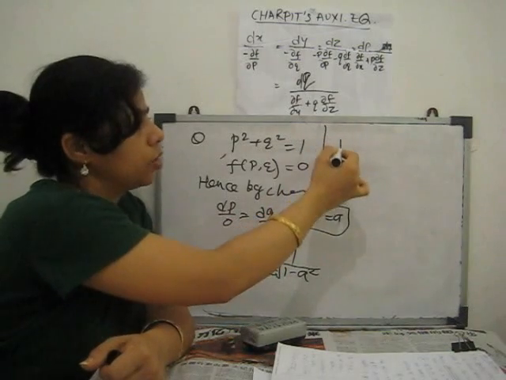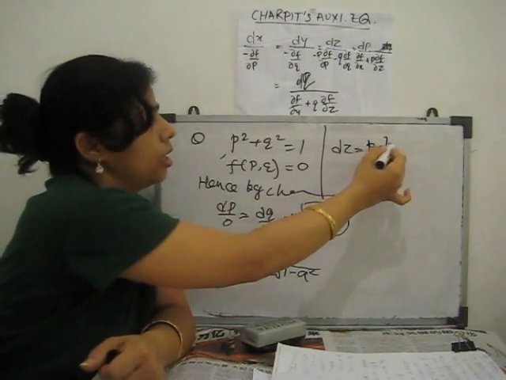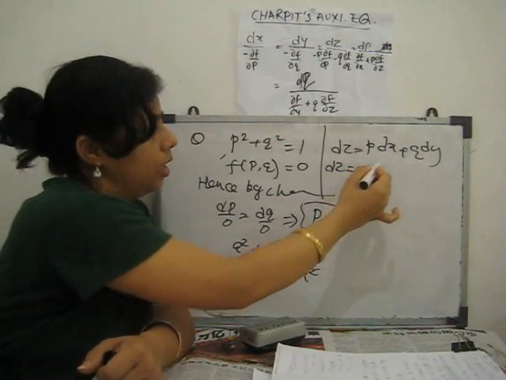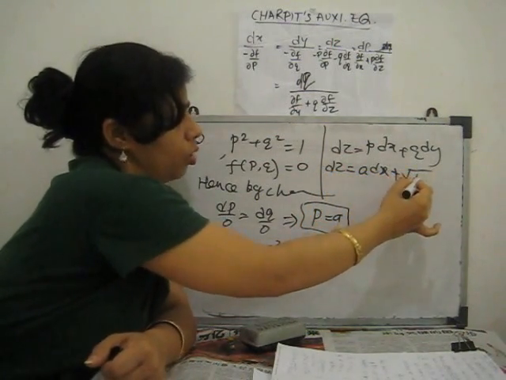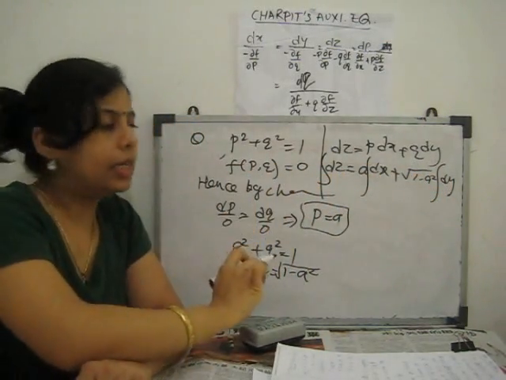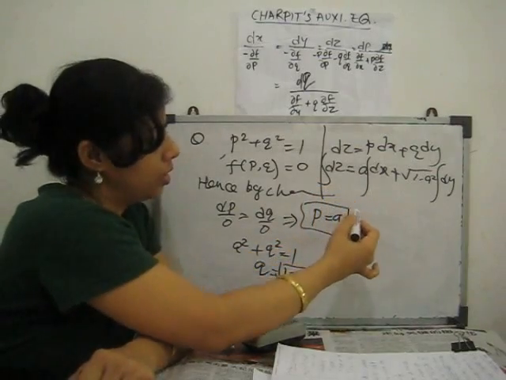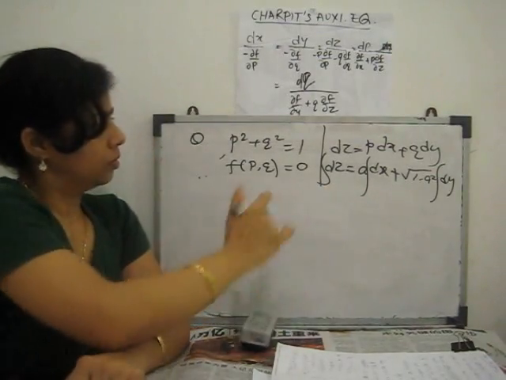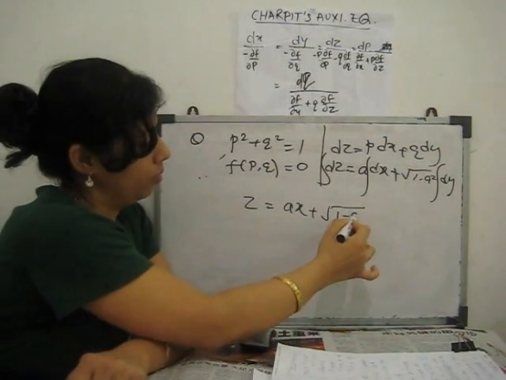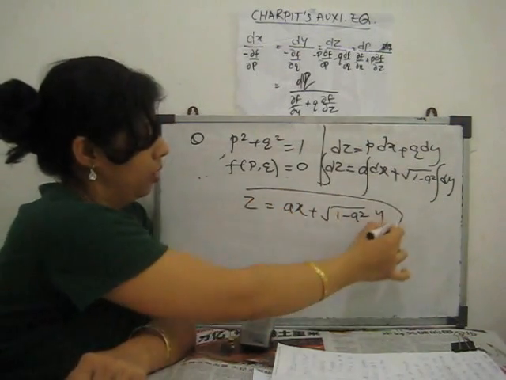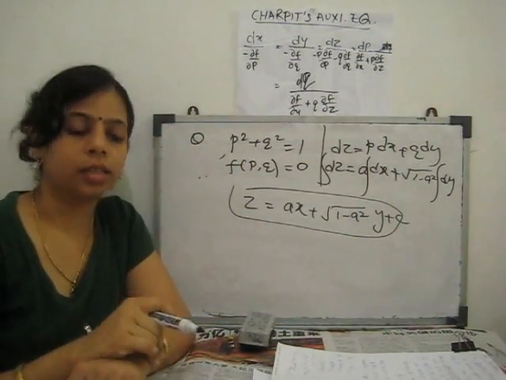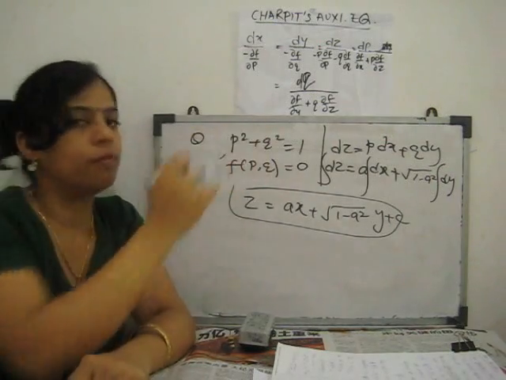Clear? Next, the final solution: dz is equal to p dx plus q dy. Substitute here: p is a, so a dx plus square root of 1 minus a square dy. a is the constant. Integrate it. We will get the result z equal to ax plus square root of 1 minus a square times y, plus one constant of integration. See, this is the required solution for the given partial differential equation.